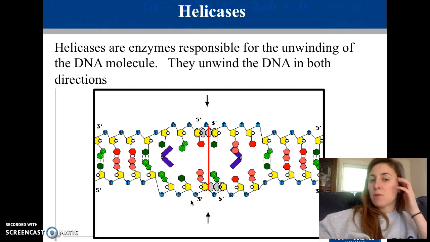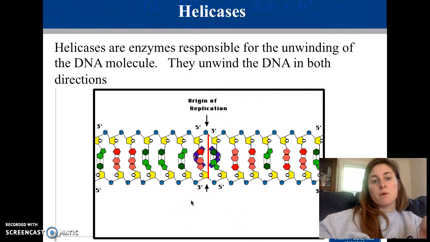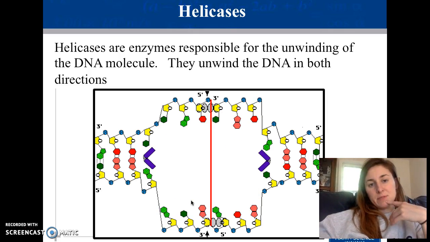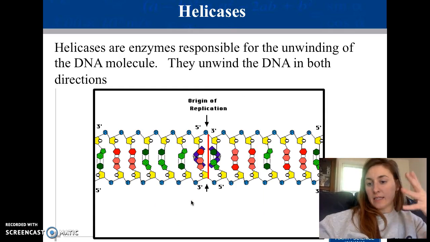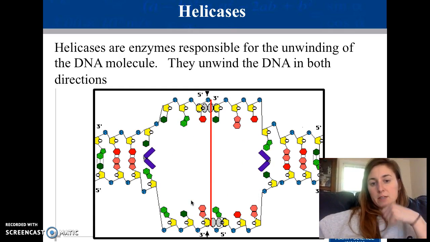When we start thinking about replication, helicases are the enzymes that are responsible for unwinding it. Remember, -ase is always going to be an enzyme. Heli is like the helix. It's responsible for splitting up the DNA. And this little graphic is kind of cool.